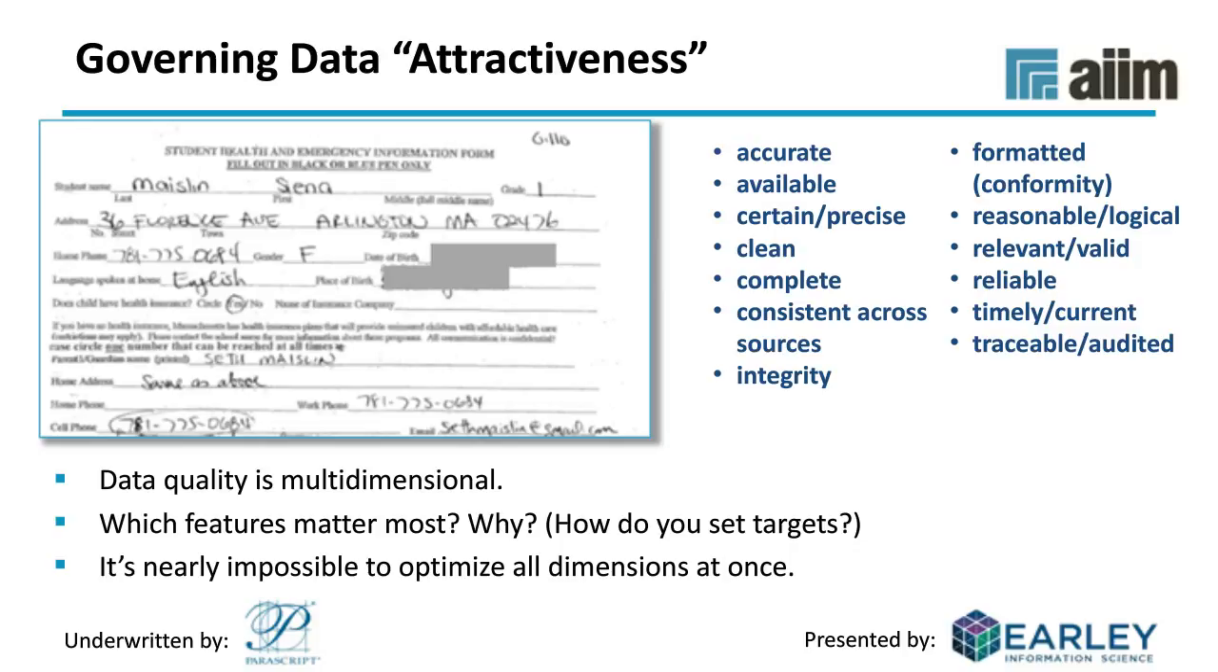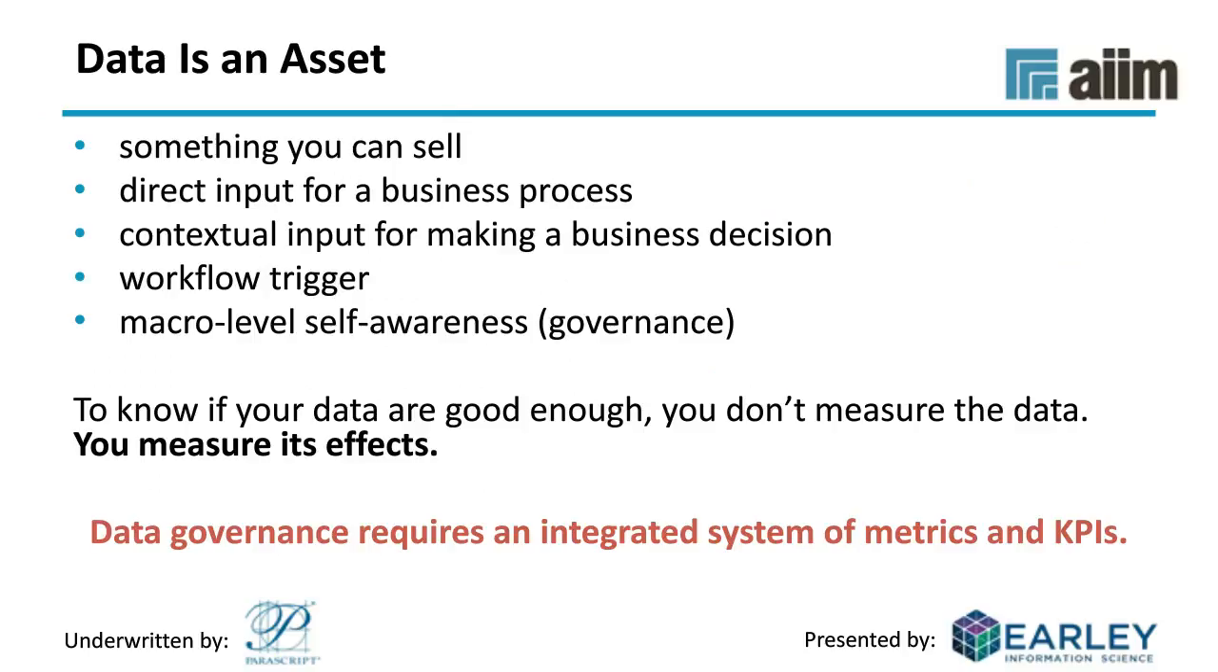So when we think about all the ways in which quality matters, the key is to connect it to what matters to the business, right? Data is an asset, right? We're not collecting numbers for the sake of collecting numbers. We're not collecting names for the sake of names, right? Data is something that you can sell. It's something that can be an input to a business process so that the process runs smoothly. It can be contextual input, so you can make a smart decision, such as knowing the zip code or the area code of a phone number can make a difference in terms of when you make a phone call.